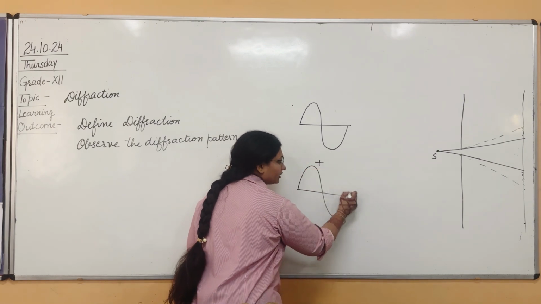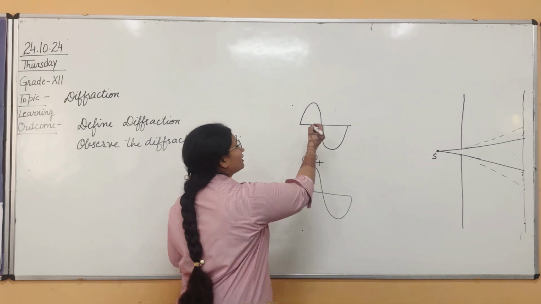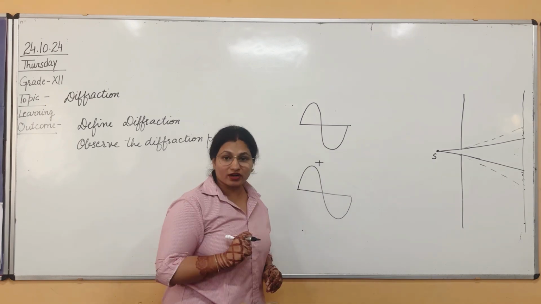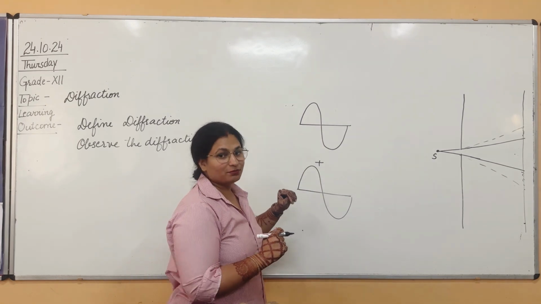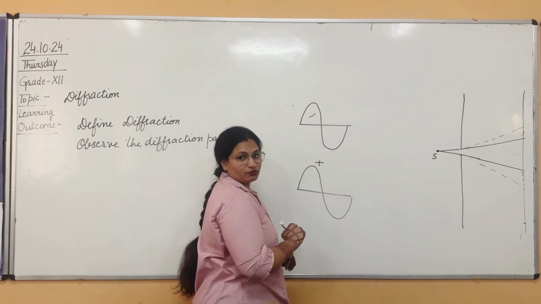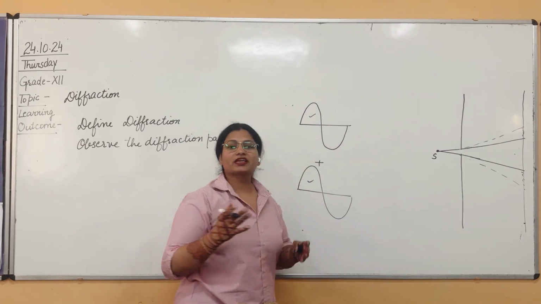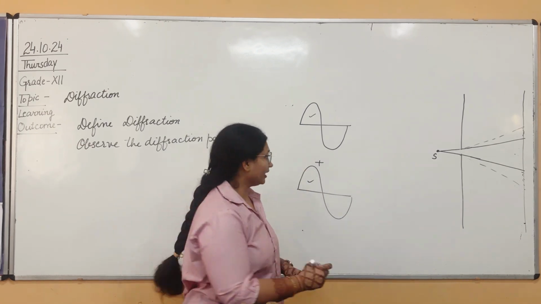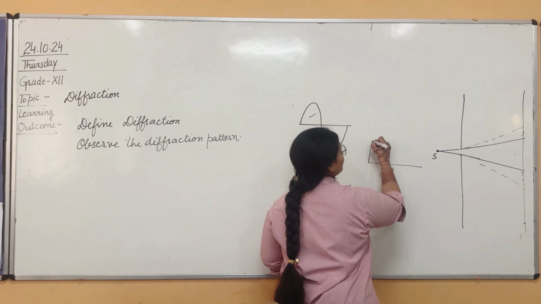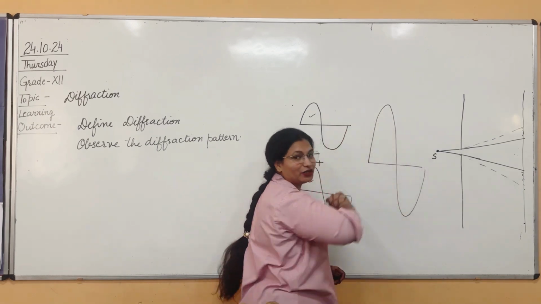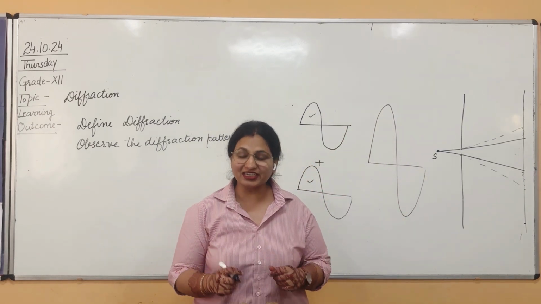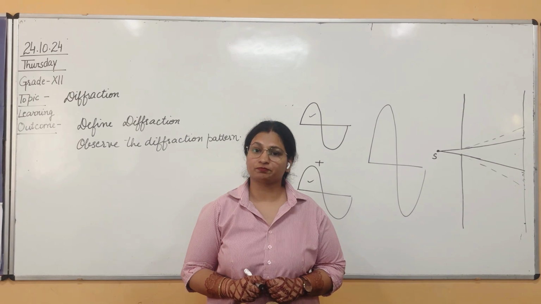What is constructive interference? When two waves overlap in phase, means the crest of the first wave overlaps with the crest of the other wave, then the resultant wave will be of greater amplitude, resulting in greater intensity of light.